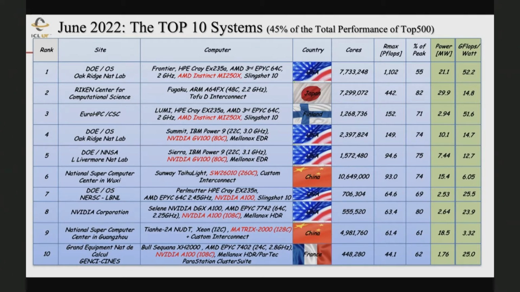The parts that are highlighted in red are accelerators, and all of the top 10 machines, except for the Fujitsu, are based on some accelerator from AMD, NVIDIA, or some homegrown thing like the Sunway or the machine at the Tianhe 2A, which is a homegrown accelerator that was built by the Chinese.